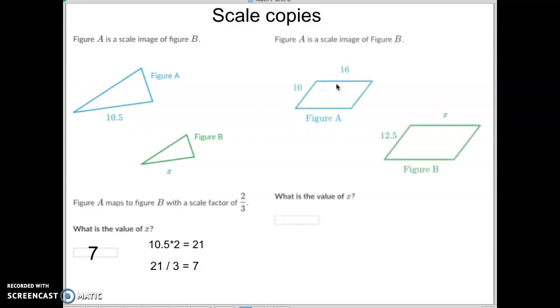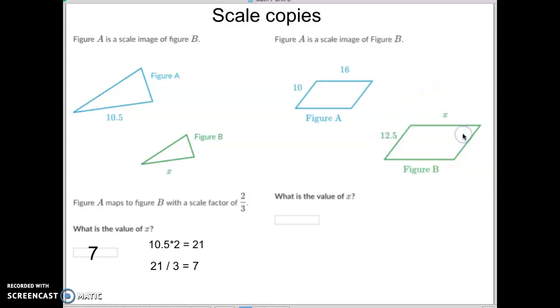All right, so here is this one. They give us this figure with this side of 10 and this side of 16. They give us this figure with this side of 12.5 and this side of x. They don't give us the scale factor, meaning we have to figure out what that scale factor is, or at least we need to figure out what x is.